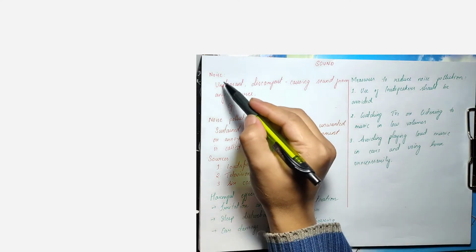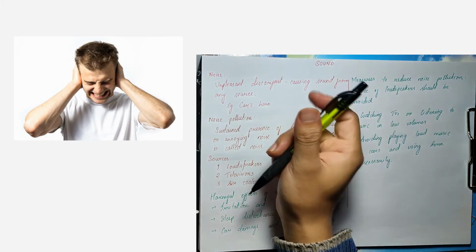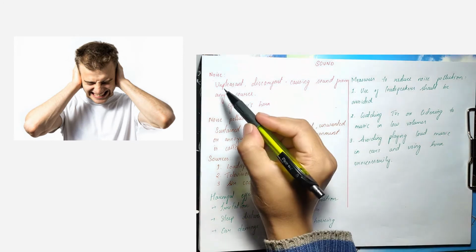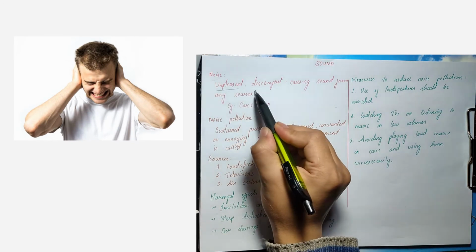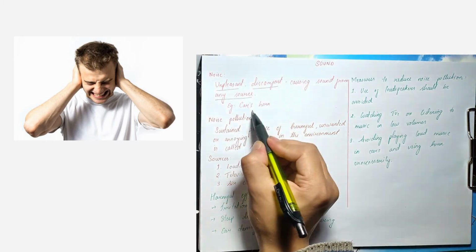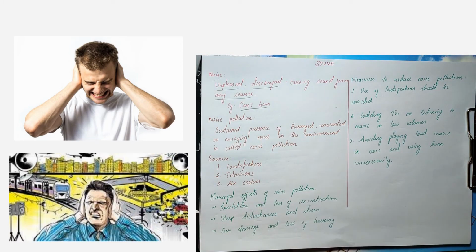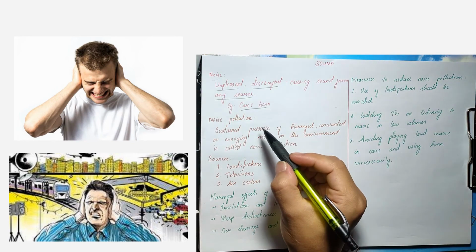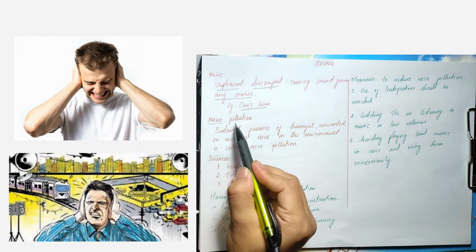Let us now discuss noise. So we all know what noise is. It is unpleasant, discomfort-causing sound from any source. For example, a car's horn. Now this noise causes noise pollution.